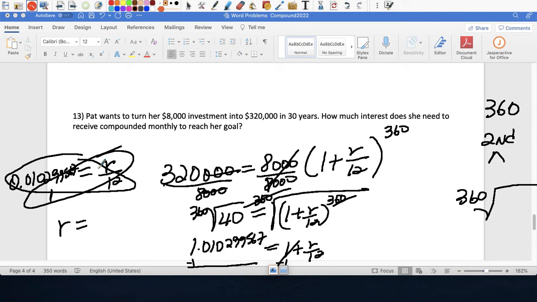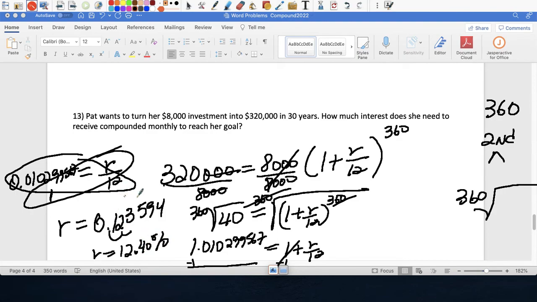Oh, I erased it. 12 times 0.010299567, and I get my interest rate. 0.123594. We're not gonna need all those. Now finally, we can round to 2 decimal places. That becomes 12.40%.